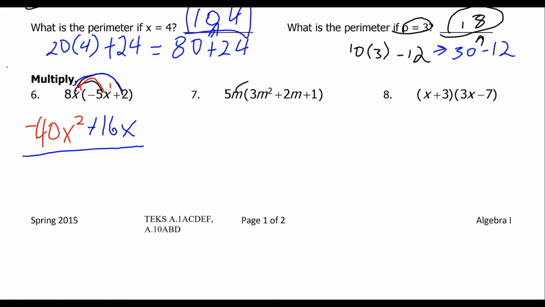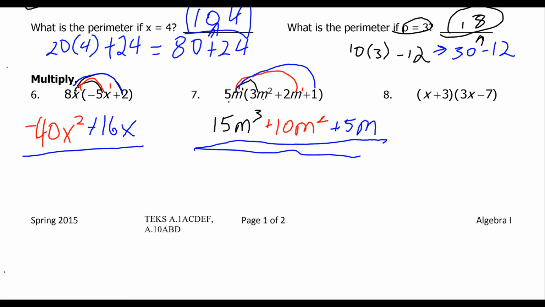Now, number 7, we're going to send the 5m across to the 3m squared, to the 2m, and all the way over here to the 1. So 5 times 3 is going to be 15. We add the exponents, and that's going to be m to the third. And then 5m times 2m, that's going to be 5 times 2 is 10. M to the first times m to the first is m squared. And then 5m times 1 is just going to be 5m. And there we have it. That is the end of that problem.